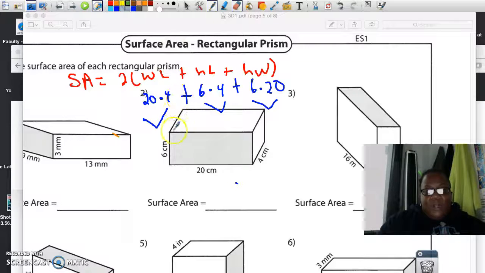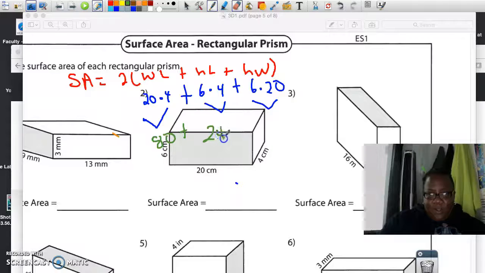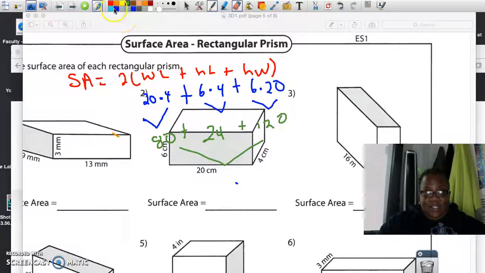So 20 times 4, 80? I need your help with this, son. The 20 times 4, 80, right? Okay. Plus the 6 times 4, I know that one's 24, right? Plus 6 times 20, 120, right? And what do we do in between them? Add them. I can't do that. You do this. It's 224. Okay. So this is 224.